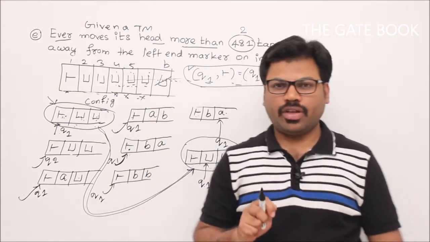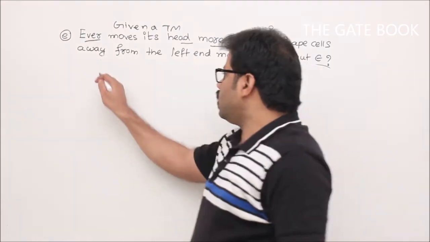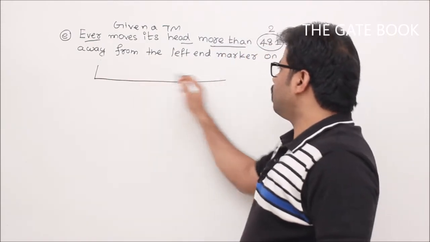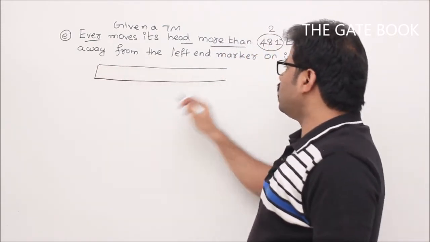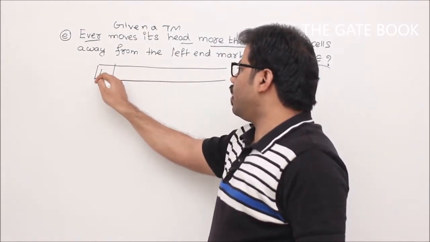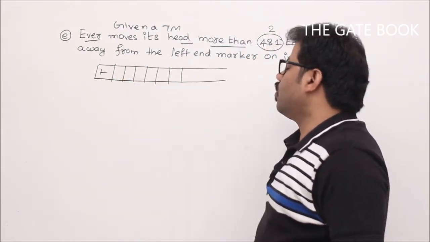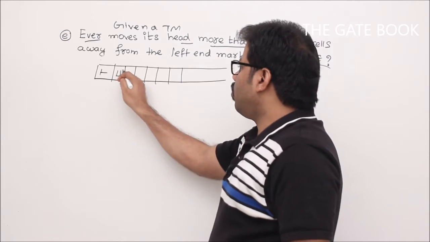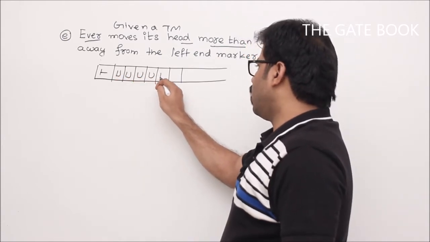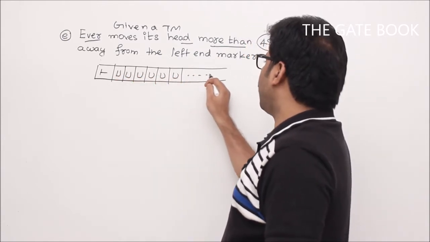That is important for me. Okay, so let me calculate that. This is your semi-infinite tape, let's say. So in this semi-infinite tape, you have, let's say, left hand marker followed by cells, right? Now, initially all are blank because you are reading epsilon input, all blanks.